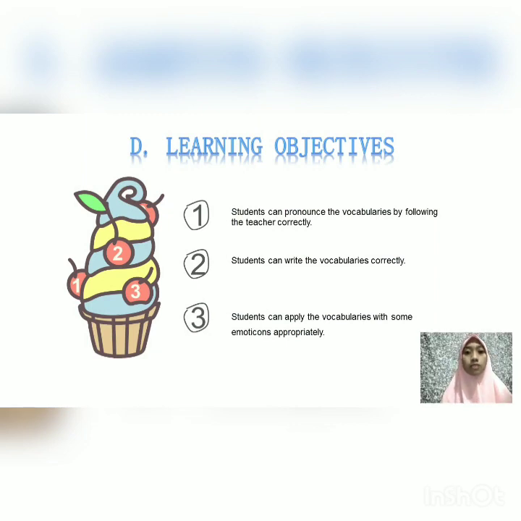Next is learning objectives. The first is students can pronounce the vocabularies by following the teacher correctly. The second is students can write the vocabularies correctly. The third is students can apply the vocabularies with some emoticons appropriately.